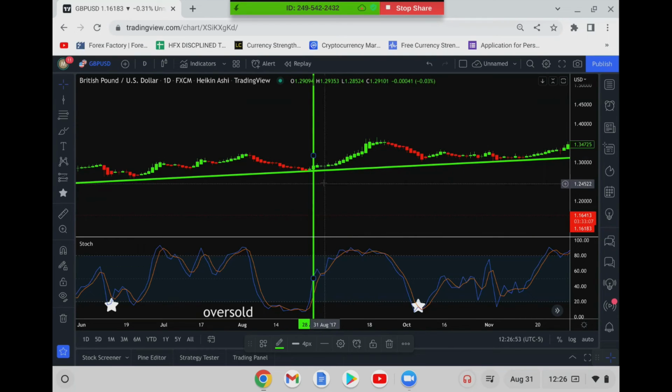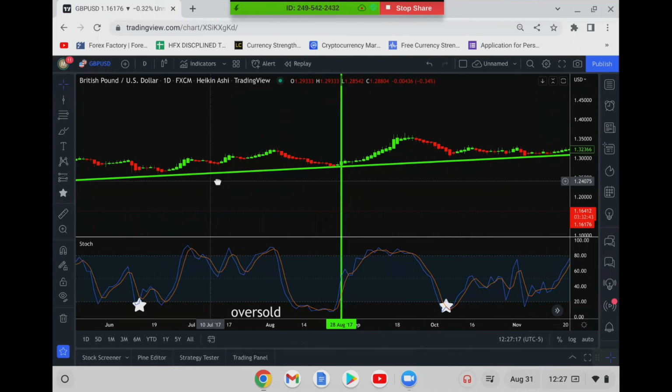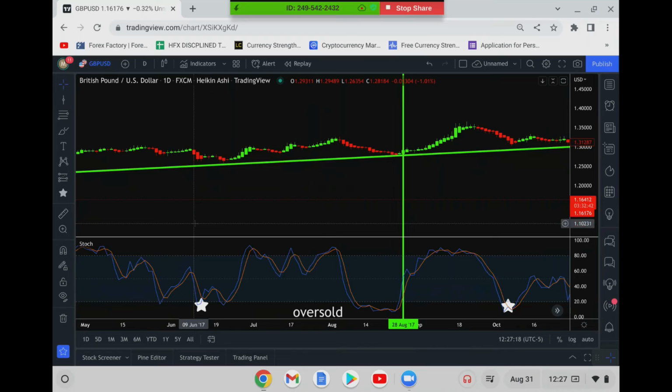Not only was price respecting our trend line, but we had all the confirmations we needed here in our stochastic, as well as a flat bottom candle confirming buyers momentum in the market, you guys. Let's look at one more example of a buy. Let's just go in the past and look at one more example of a buy.